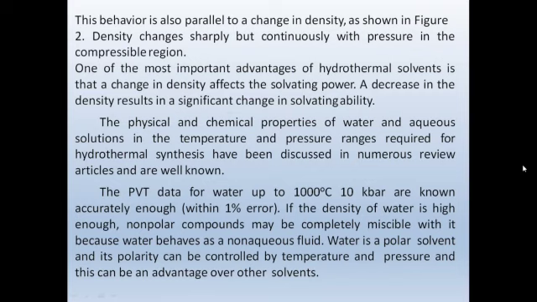Water is a polar solvent and its polarity can be controlled by temperature and pressure, and this can be an advantage over other solvents. That was all about the solvothermal process and its description. Hope you have understood all the concepts.